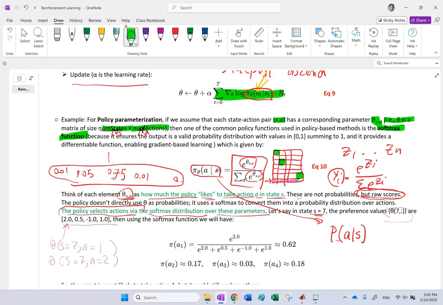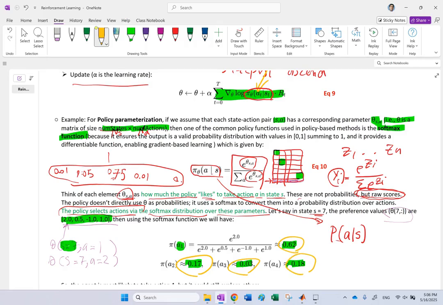Now, if I pass them to the softmax function, so take the exponential of them and divide by the sum of exponentials, then the policy of taking action 1 under state 7 is going to be like 0.62. For action 2 it is 0.17, action 3 is 0.03, and action 4 is 0.18. Look here, the sum of these 4 numbers was not equal to 1. But now look at the sum of these 4 numbers. Is that equal to 1? And you see the answer is yes.